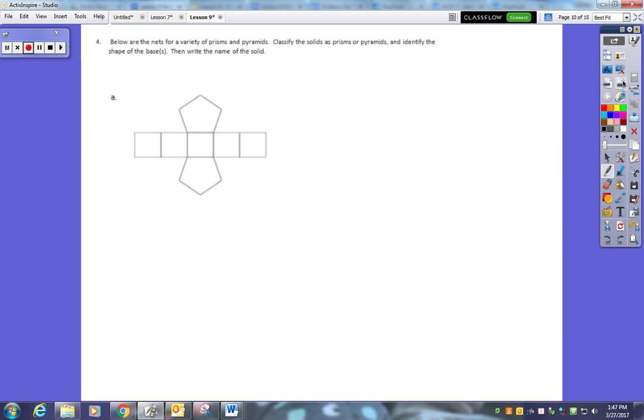Just a reminder that the prism has 2 of the same shape base. And pyramids always form those triangular sides with the apex meeting at a point, and they just have one base of the same shape.